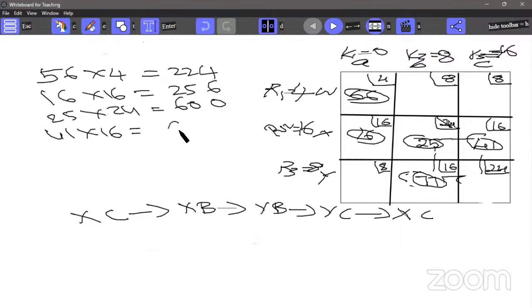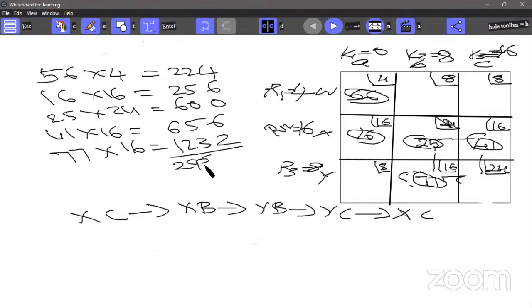Then 77 into 16: 1232. Then that's all. How much is the total cost? 2968. Is this cost better or was the previous one better?